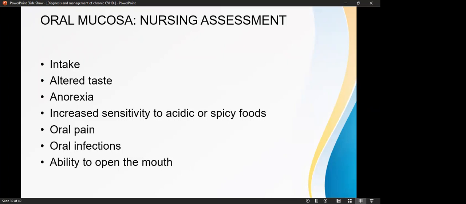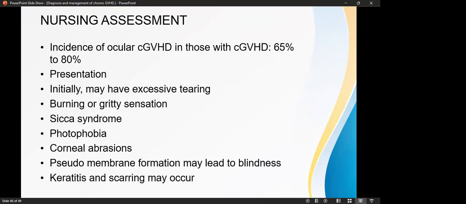For oral mucosa, what will be the nurse assessment? She will assess the intake, altered taste, anorexia, increased sensitivity to the acidic or spicy foods, oral pain, oral infection, ability to open the mouth. And nursing management: incidence of the ocular chronic GVHD is in those with 65% to 80%.